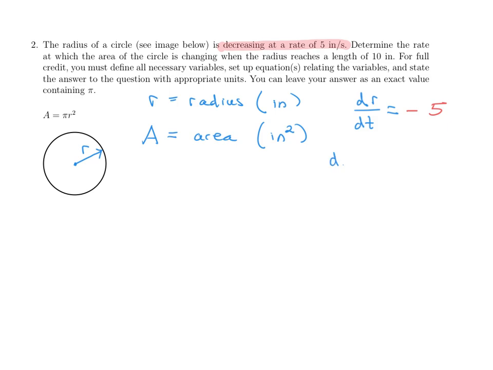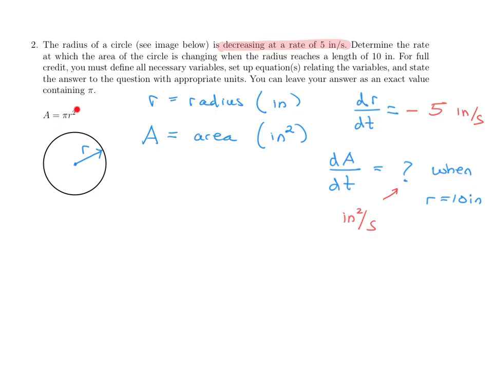Now, what is dA/dt? Well, we don't know what this is equal to. In fact, this is what we're trying to solve for when the radius reaches 10 inches. So that's our goal. Given this piece of information, what is this value equal to when r is equal to 10 inches? I'm going to note that the rate of change, this was 5 inches per second. The answer here should be square inches per second. So how do we find this thing?